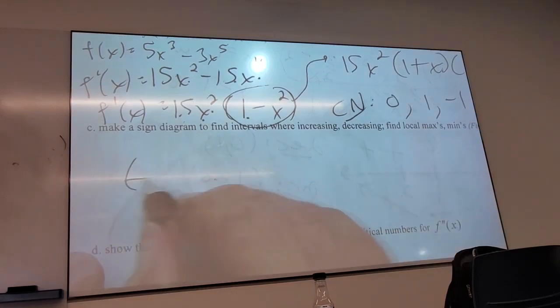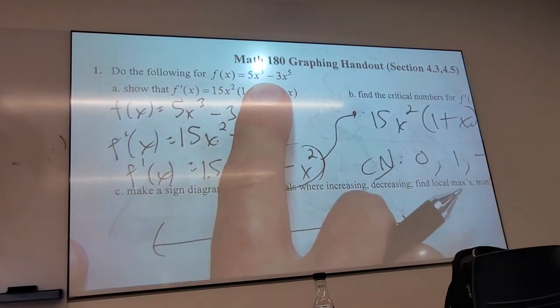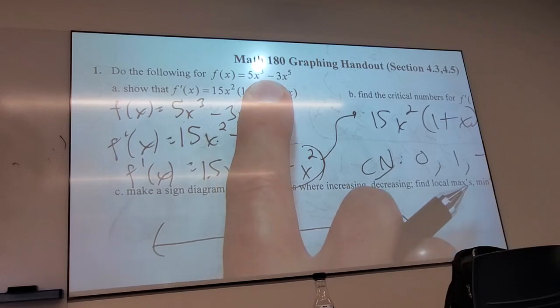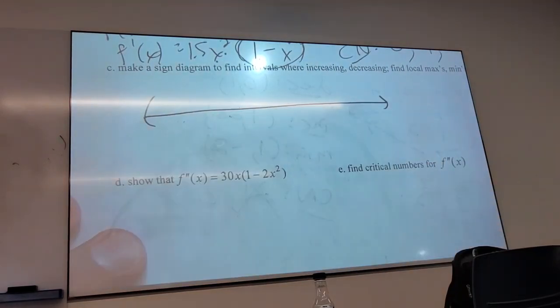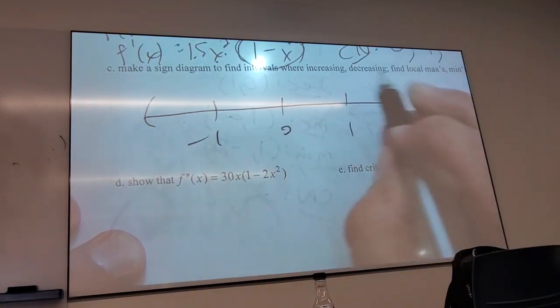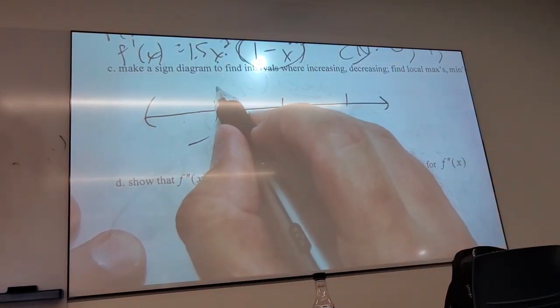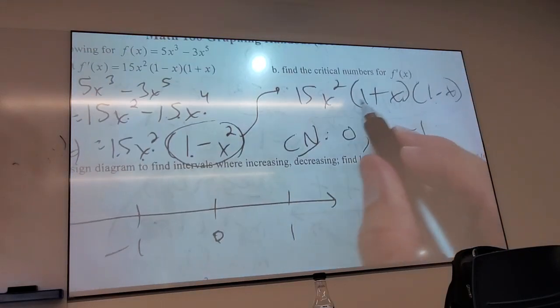So what am I going to put on my sign diagram? And what's my domain? I didn't ask, but what's the domain of this? All numbers, yeah. It's a polynomial. It's cool with everything. So I'm not going to be able to just stop at 0 like we did before. So negative 1, 0, 1. Above each of those, what am I going to put? Each of them make the derivative what? 0.